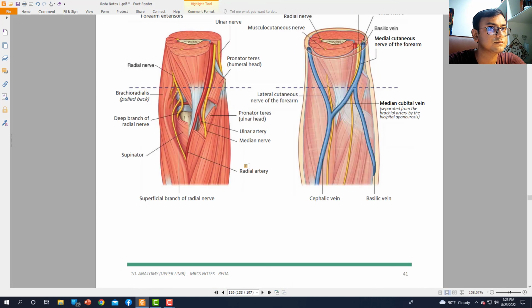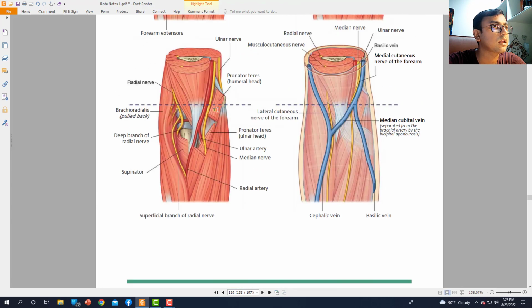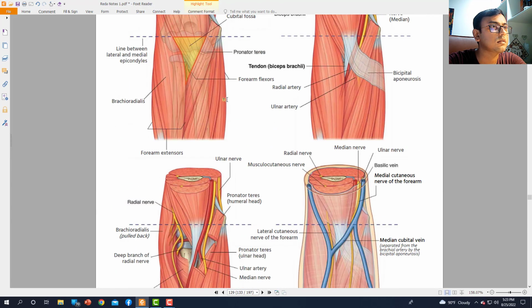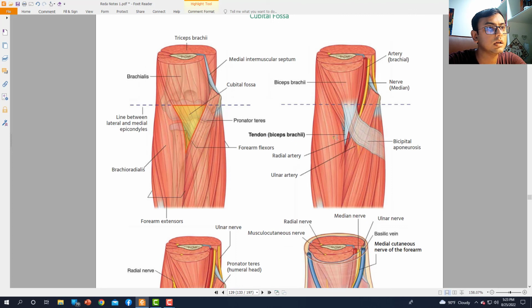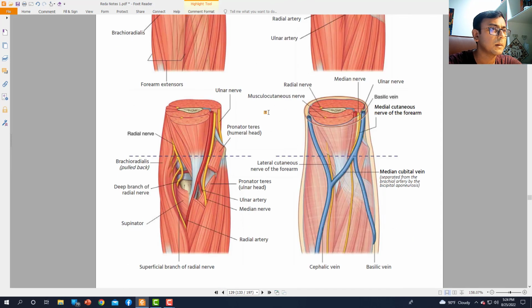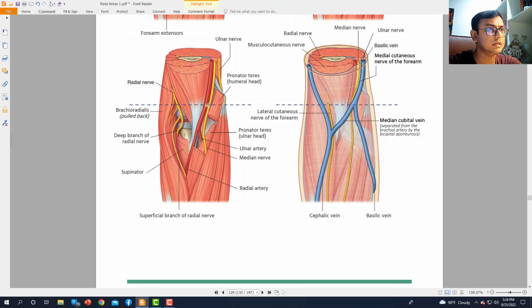Cubital fossa. This is the median cubital vein, basilic, cephalic. Here the tendon of biceps brachii, which is at the humeroradial joint, cubital fossa here, bicipital aponeurosis. So here see the relationship: artery laterally, then medially median nerve, artery, nerve, and then another nerve. Okay, it lies above the tendon.